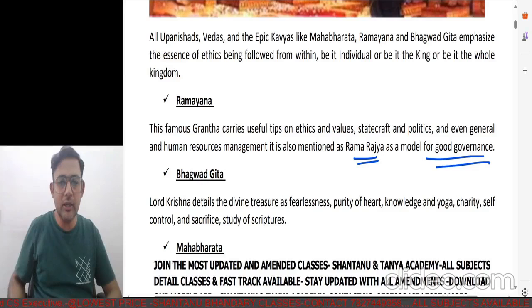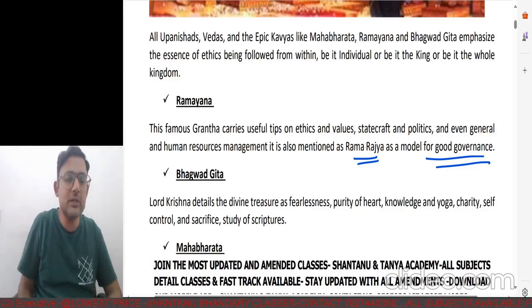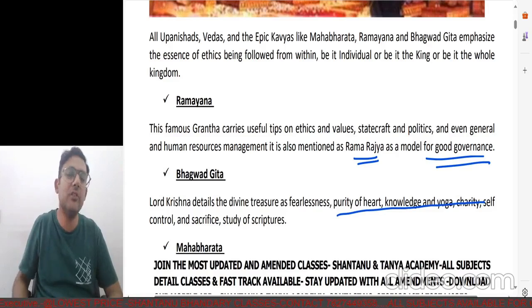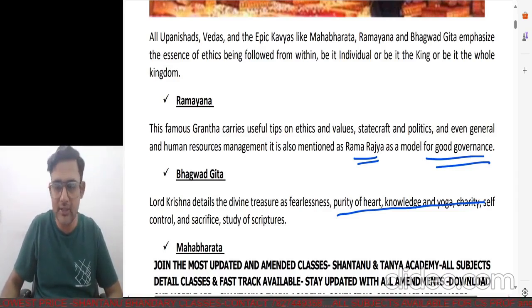Then we talk about Bhagavad Gita. Bhagavad Gita is a scripture which talks about purity of heart, fearlessness, knowledge, yoga, charity, self-control, and sacrifice. This is what we expect from those people who are the leaders, that they do anything and everything possible for the benefit of the company, or, if they are leaders of a nation, for the benefit of the nation, without thinking about themselves. This is the true spirit that was there in the previous time, and if we implement that these days, then obviously we will replicate all of that.